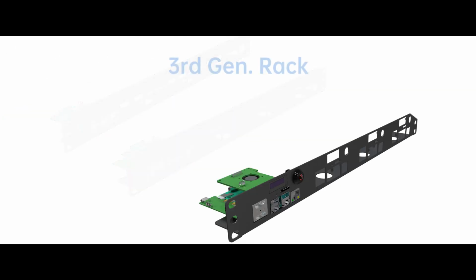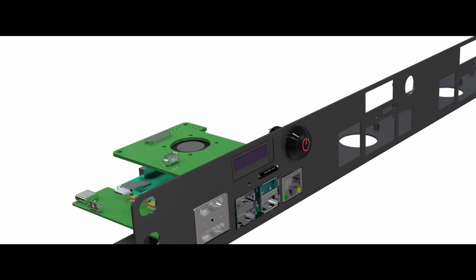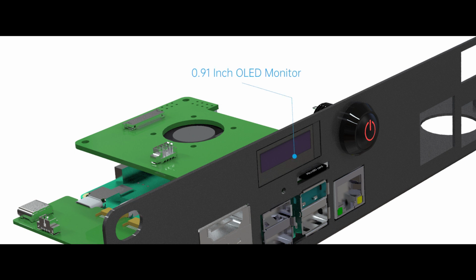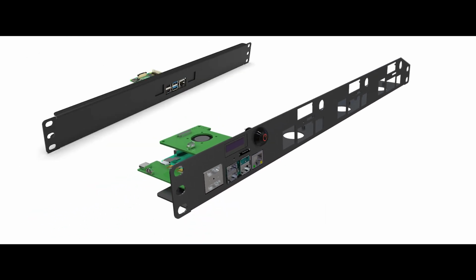As for the third one, we've decided to make it a Pi 4B exclusive, and this time, we are bringing everything to the front. You don't have to manually label the Pis anymore, there's a tiny screen displaying the temperature, IP address, CPU, and memory load. It can also be customized to show any information you want. This is not something you can find in a regular or 3D printed rack mount.